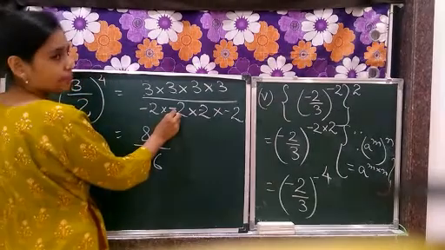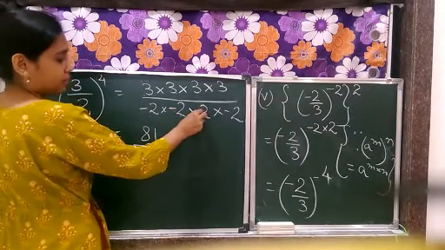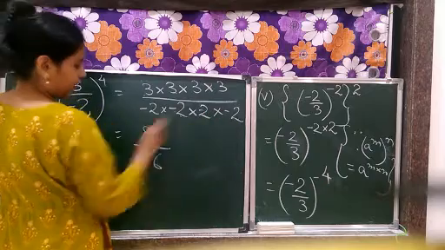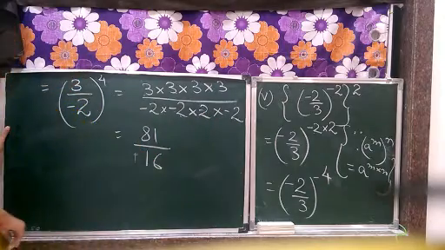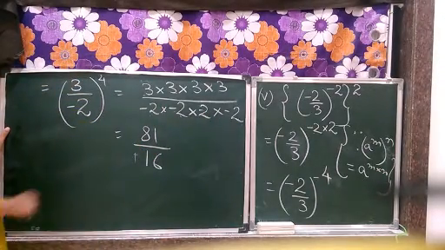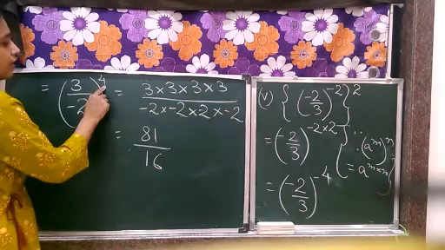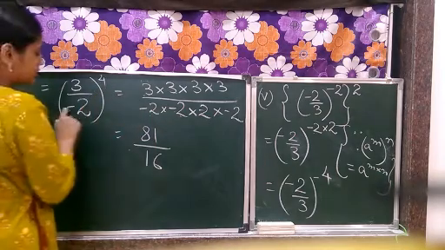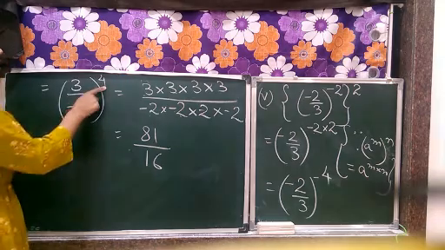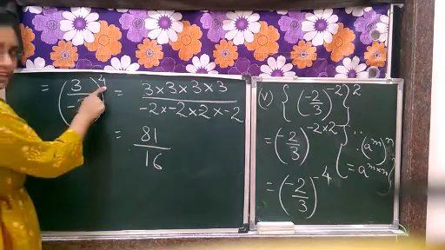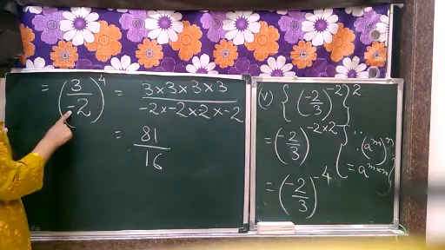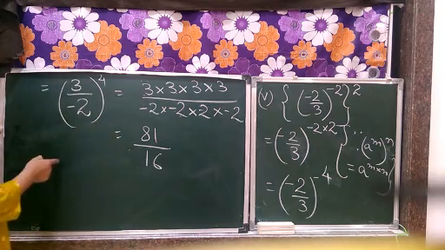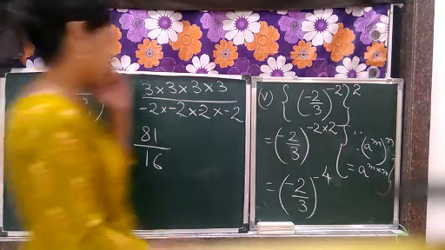Minus minus plus, plus minus minus, minus minus again plus. So the minus sign becomes positive. Remember, whenever the power is even, minus sign becomes positive. When the power is odd, or the exponent is odd, the minus sign remains minus. Okay. So this completes the fifth one.